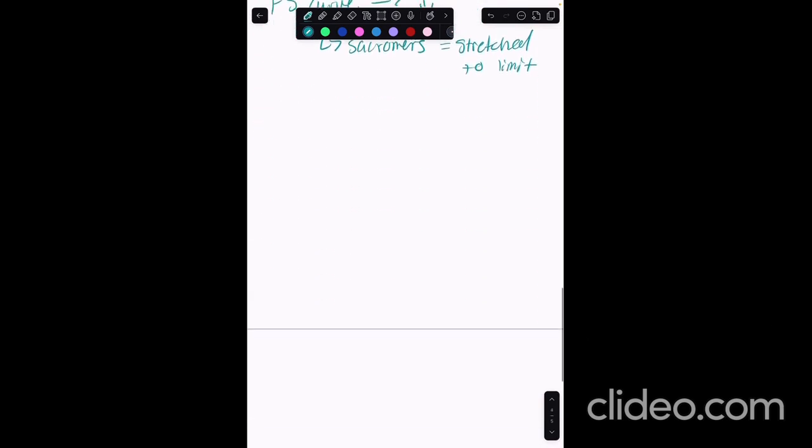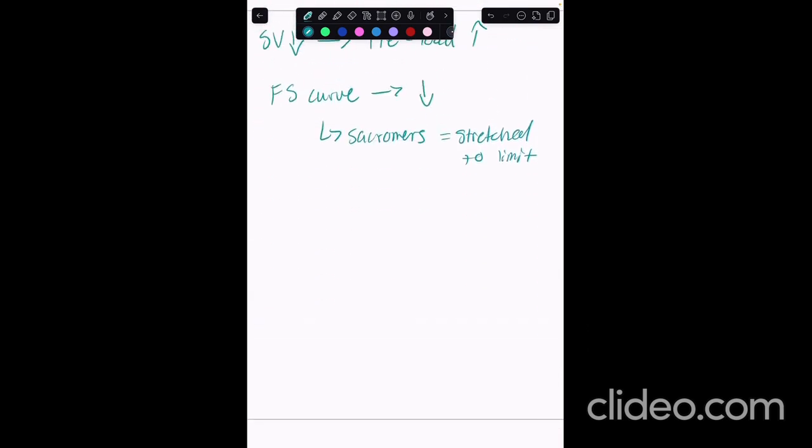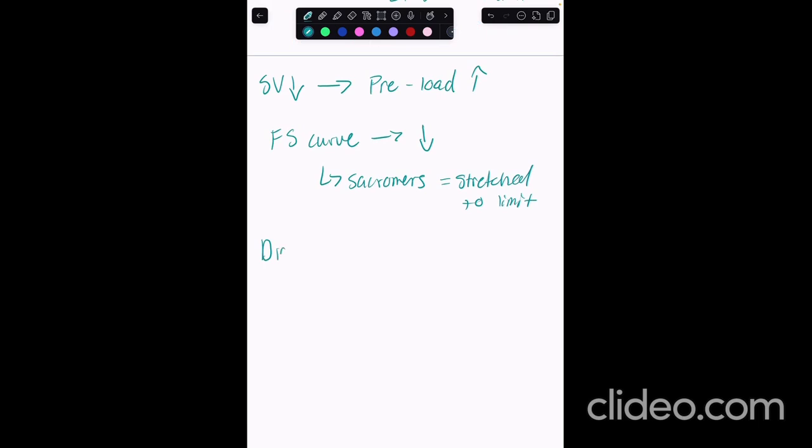Now, for the other type of heart failure, we have diastolic, which is the second type of heart failure that can happen, and this is caused by impaired ventricular filling. Something is going wrong in there, something that is stopping the ventricles from receiving their amount of filling.